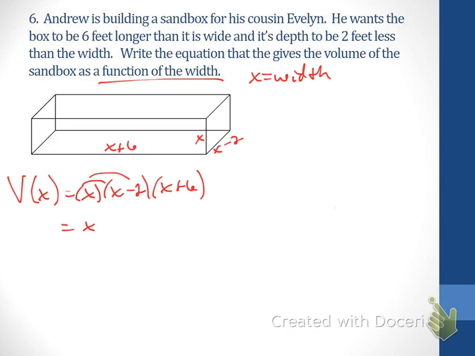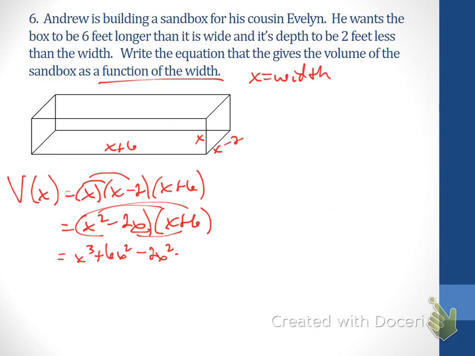Distribute the x, we get x squared minus 2x. Now we're ready to double distribute here. X to the third plus 6x squared minus 2x squared minus 12x. Combine like terms here, x to the third plus 4x squared minus 12x. Okay? And that's your volume as a function of the width.